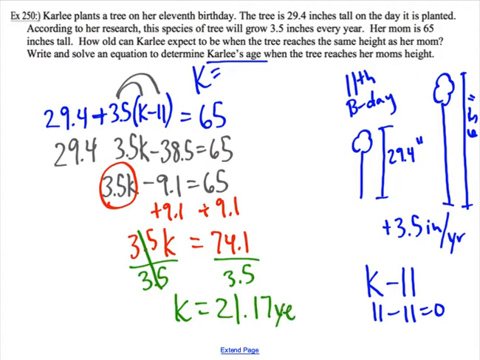So if she's 21.17 years old, that's actually 22 years old. 21 full years, and then she started into her 22nd year. Actually, let me think about that. That's actually 21 years old. So the answer here, of course, would be Carly is 21.